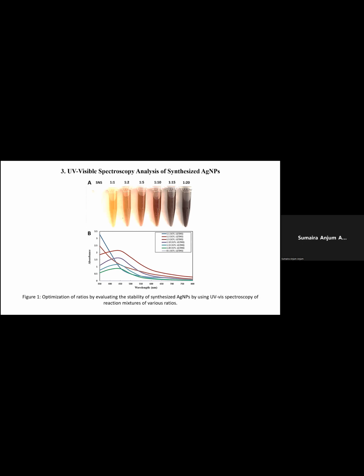For all other further experimentations, and also to evaluate the impact of the UVC light, we have chosen the 1:5 ratio.